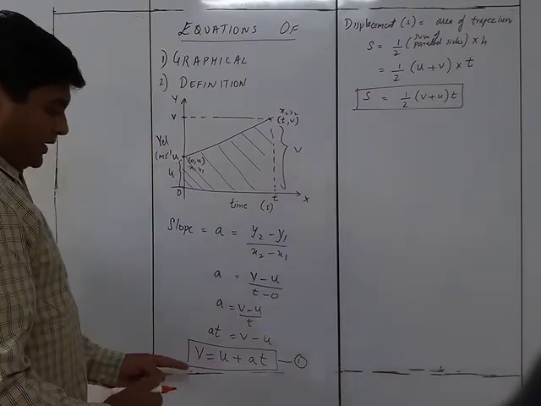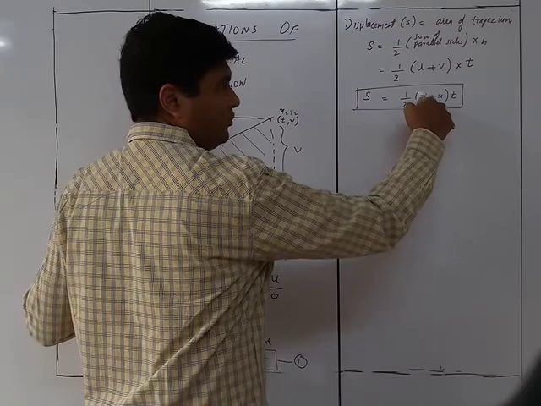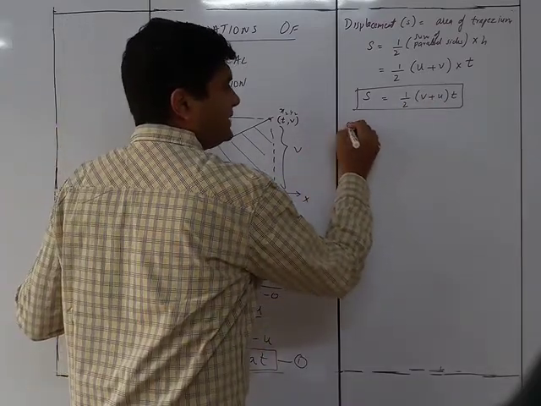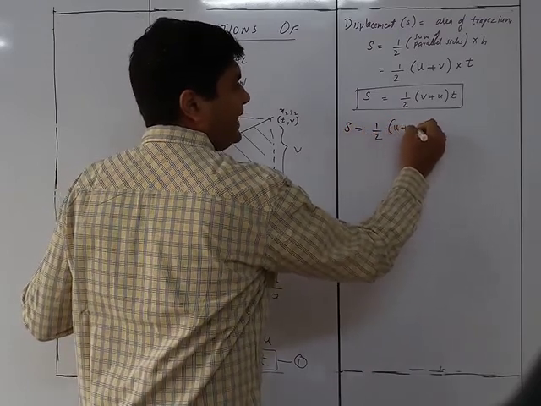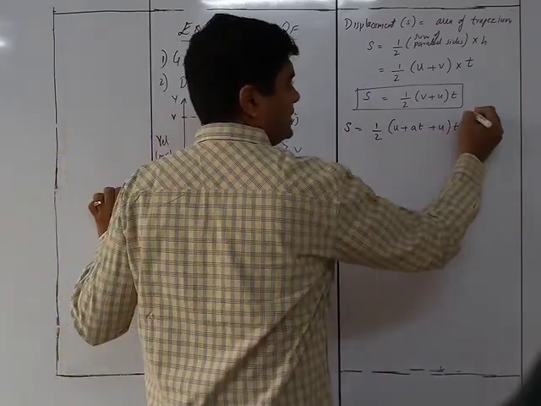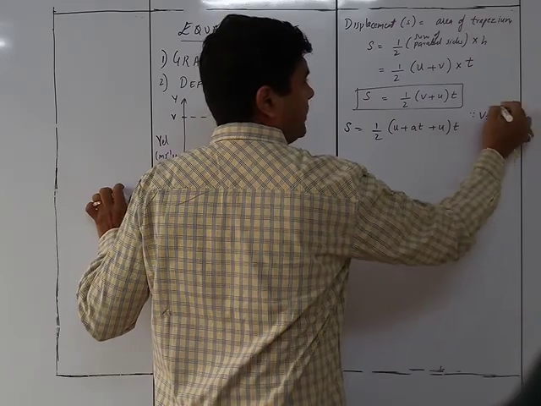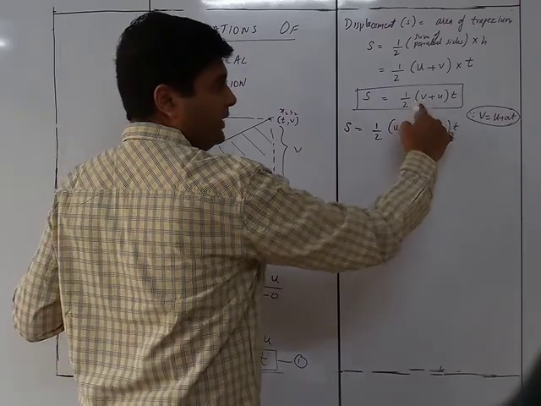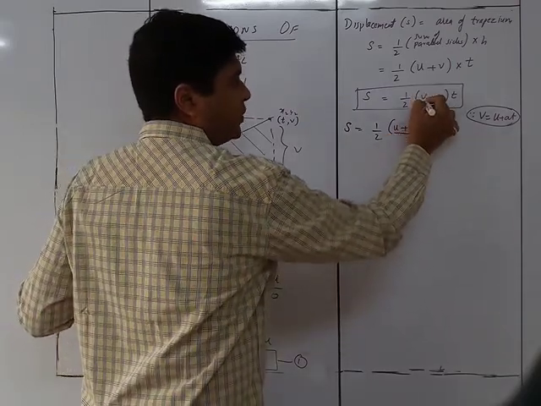Now what we have got over here is v is equal to u plus at. So let's replace v over here by u plus at. So you get S is equal to 1 upon 2 (u plus at plus u) into t. Why is it so? Because v is equal to u plus at, the equation we already got. So we are just replacing v by u plus at.